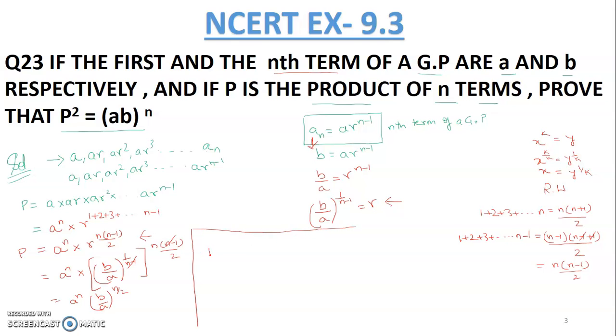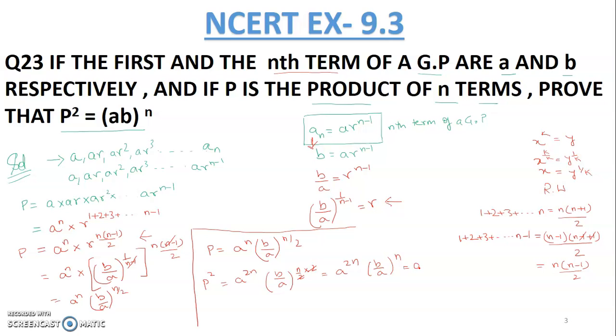Alright, so p is equal to a raised to the power n into b upon a raised to the power n by 2. Now you see in the question it is saying p square. So now if I take square here, p square is equal to a raised to the power 2n into b by a raised to the power n by 2 into 2, because I'm taking square, so I have to take square here also. So this 2 and 2 cancelled, so I'm left with a raised to the power 2n into b upon a raised to the power n.